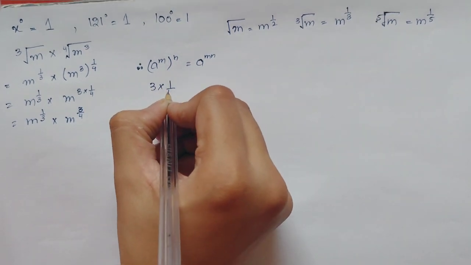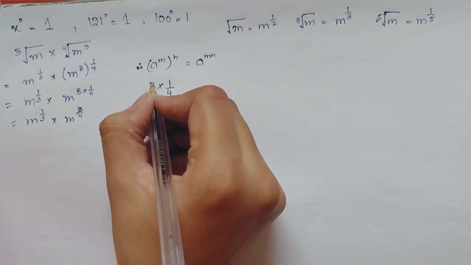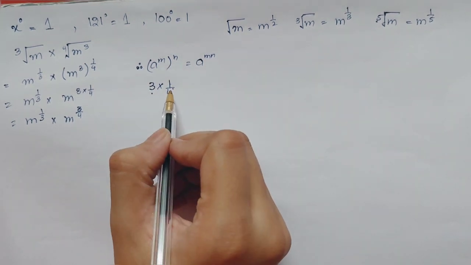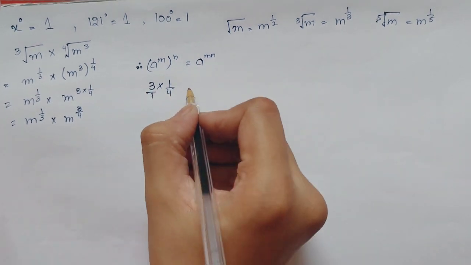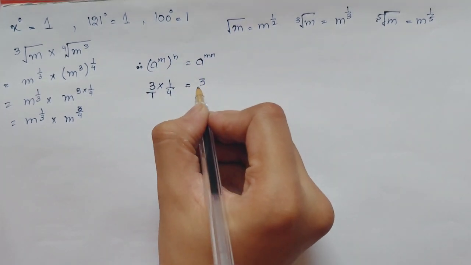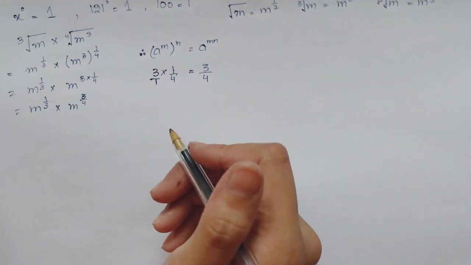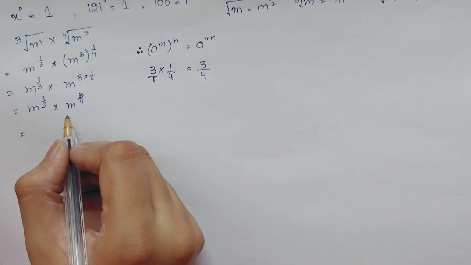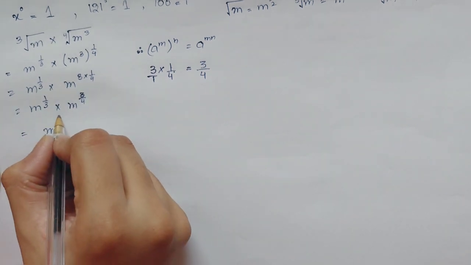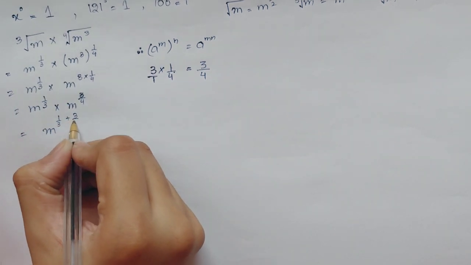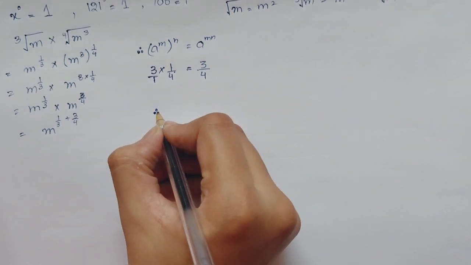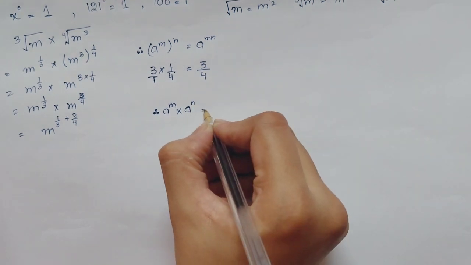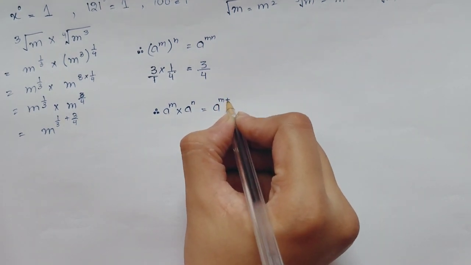3 multiplied by 1 by 4: 3 and 1 are in the numerators, so I multiply numerator by numerator, and denominator by denominator. 3 ones are 3 and 4 ones are 4. This is your multiplication, so m power 3 by 4. Now you know the bases are the same, so the powers should be added: 1 by 3 plus 3 by 4. This is your rule number 1: a power m multiplied by a power n is equal to a power m plus n.